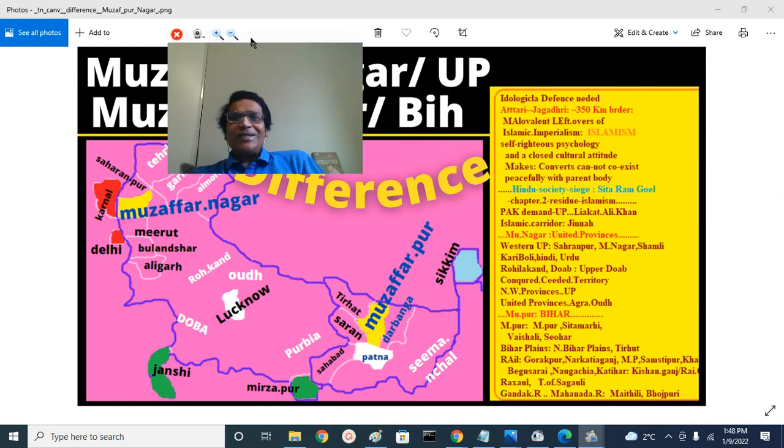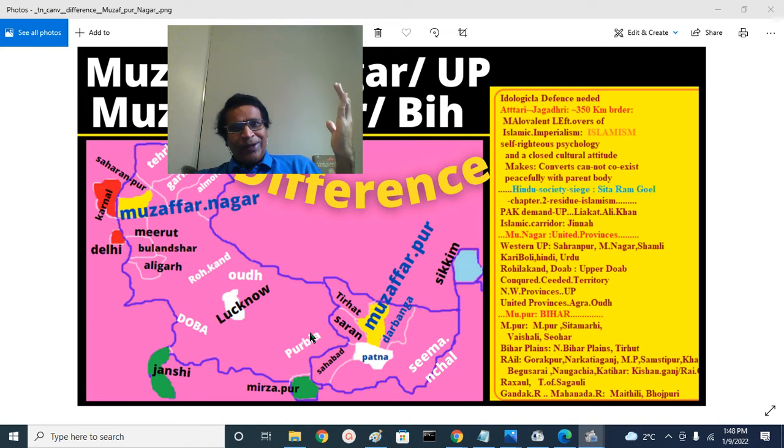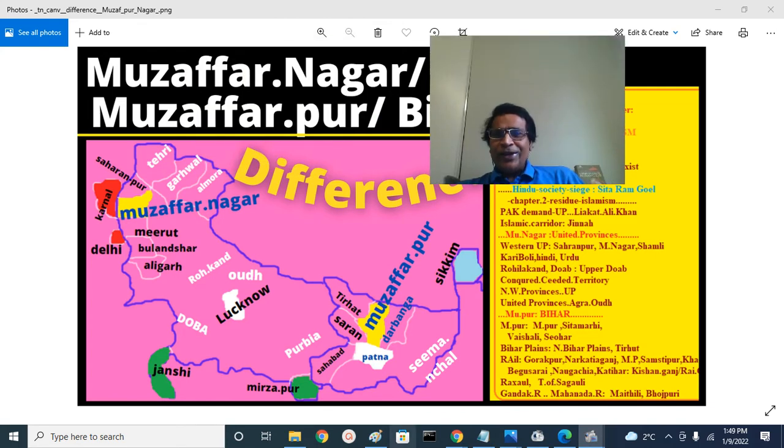So essentially we talked about Islamic imperialism operating at that time. The leftover of Islamic imperialism is an ideology, Islamism, which is very malevolent. Sitaram Goel ji analyzed it, and unable to coexist with the parent body peacefully, it constantly wages street riots. So in that broader part, we differentiated the MuzaffarNagar district and the Muzaffarpur district.